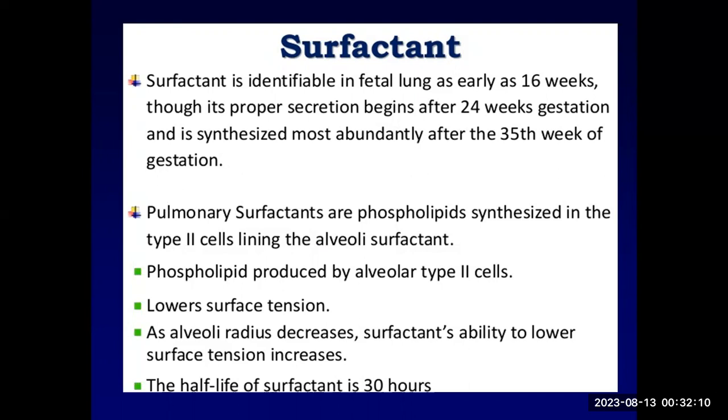Pulmonary surfactants are phospholipids synthesized in the type 2 cells lining the alveoli. Phospholipid produced by alveolar type 2 cells. They lower the surface tension. As the alveoli radius, as I pointed out, decreases, surfactant's ability to lower surface tension increases. The half-life of surfactant is 30 hours.